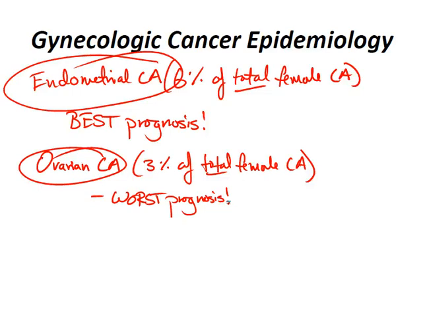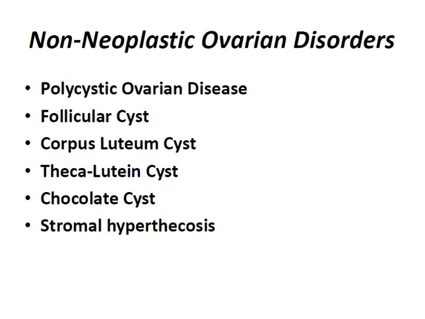The incidence of cervical cancer has been drastically decreased due to the advent of the Pap smear screening test. Among the other major gynecological cancers, such as ovary and endometrial, it now has the lowest incidence, which is less than 2% of total female cancer. So with cervical cancer we're doing much better in terms of epidemiology. So let's talk about non-neoplastic ovarian disorders.